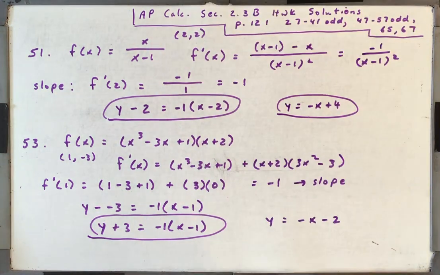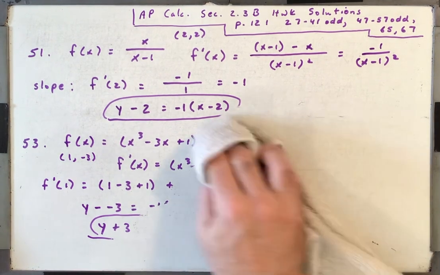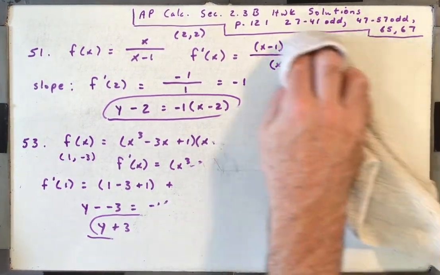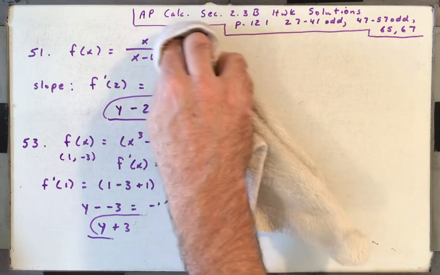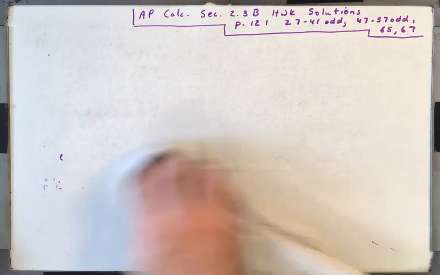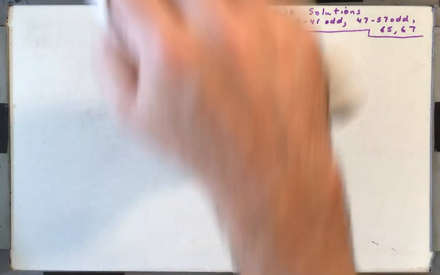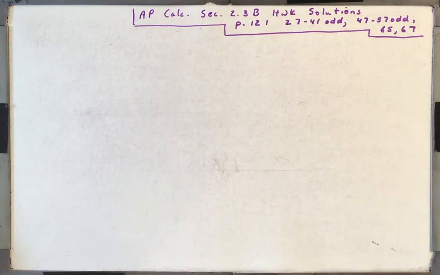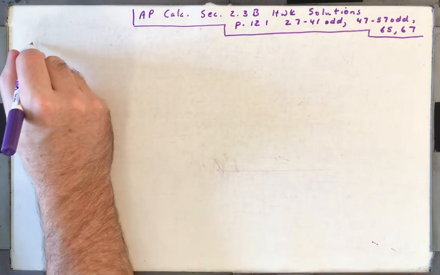Okay, these problems are a little more tedious, but good problems to see if you can make it all the way through one of these longer problems. For sure, you will have ones like this on the test, where you have to get the tangent line equation. All right, let's take a look at 55.